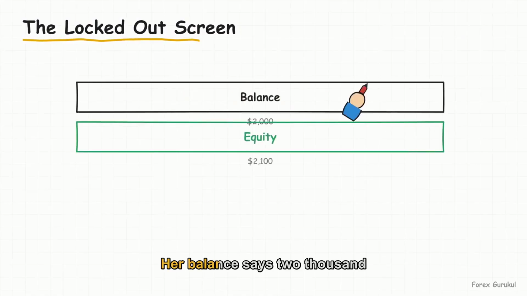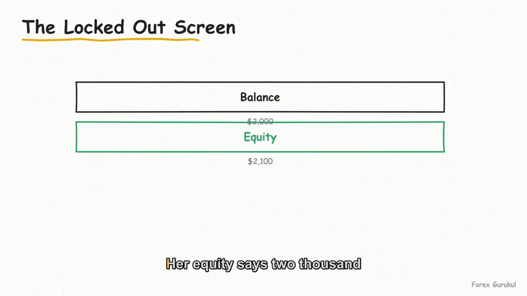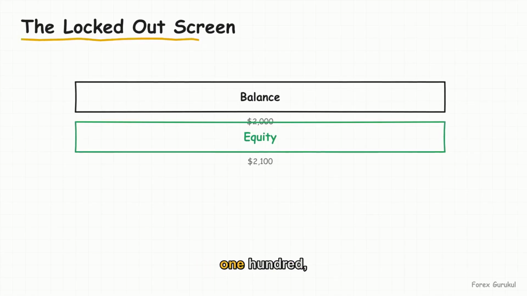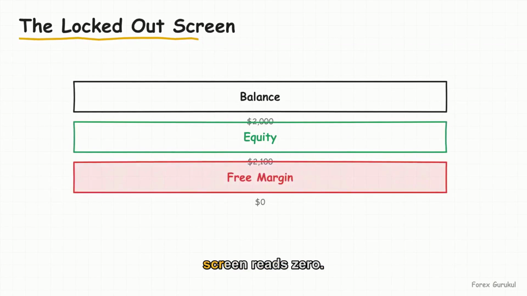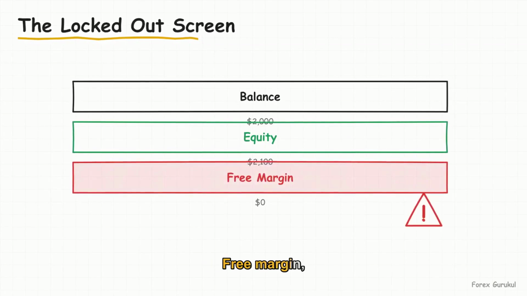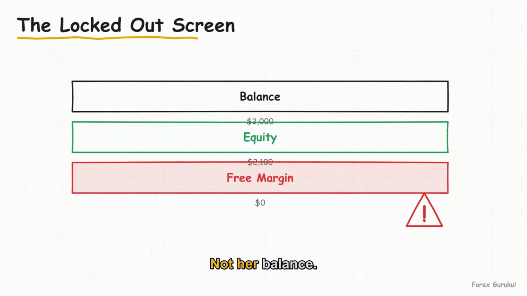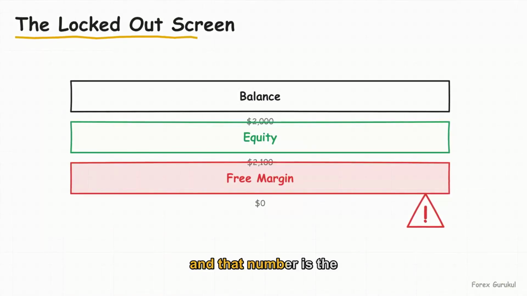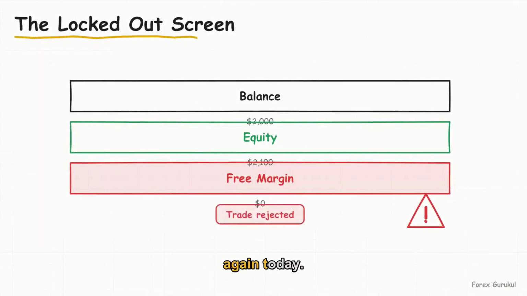Dana is watching EURUSD tick higher, exactly the move she planned for. She clicks to open a second position to size up, and instead of a fill, she gets a rejection. Her balance says $2,000. Her equity says $2,100. She is actually up on the trade. But one field on her screen reads 0. Free margin, $0. Not her balance, not her equity. A completely different number, and that number is the one deciding whether she trades again today.